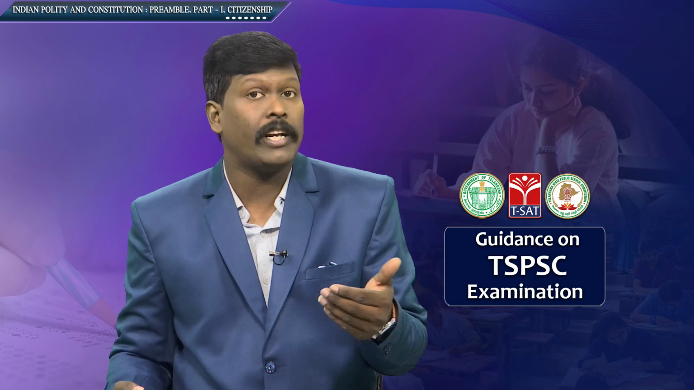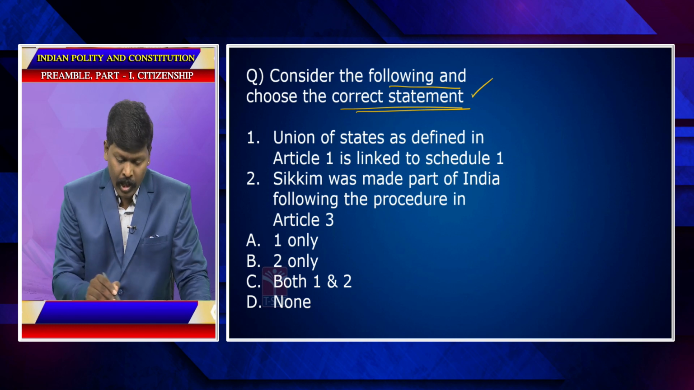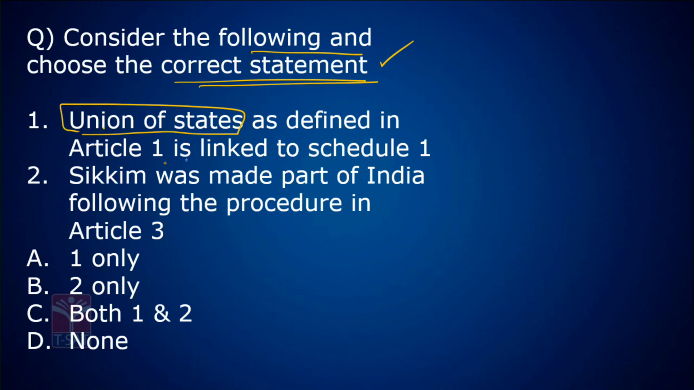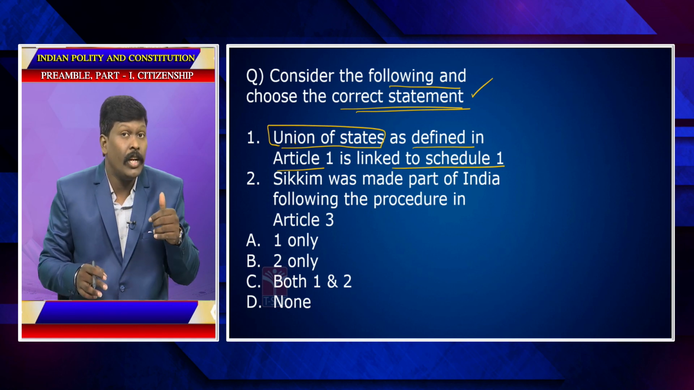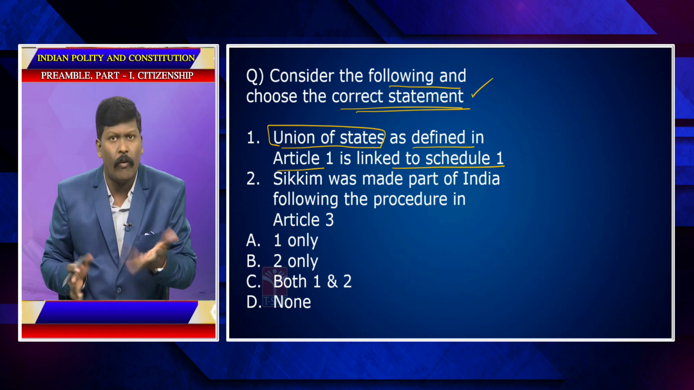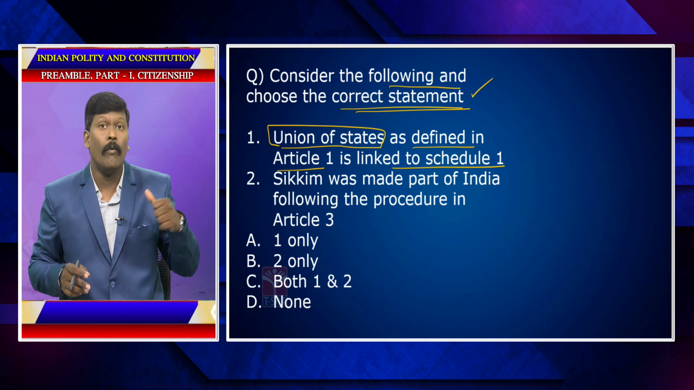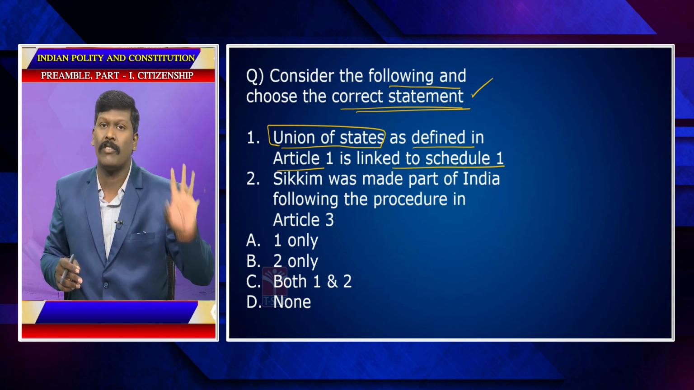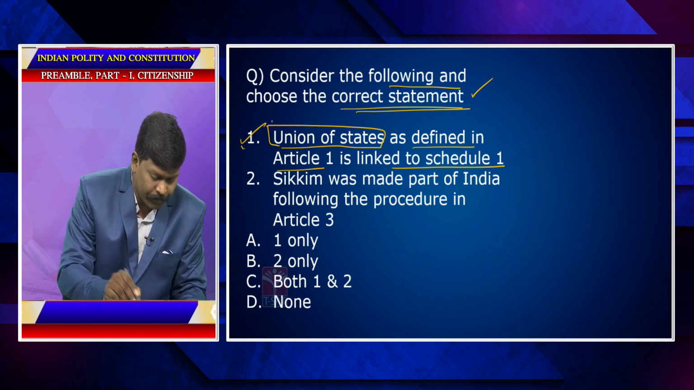Now, this question is related to Part 1. Consider the following and choose the correct statement. Directly, the correct statement. Union of States as defined in Article 1 is linked to Schedule 1. What is Article 1? India, that is Bharat, shall be a Union of States, not a Federation of States. Now, what is Union of States? According to Article 1, Union of States are those states which are mentioned in Schedule 1 of the Constitution of India. So, this statement is correct.